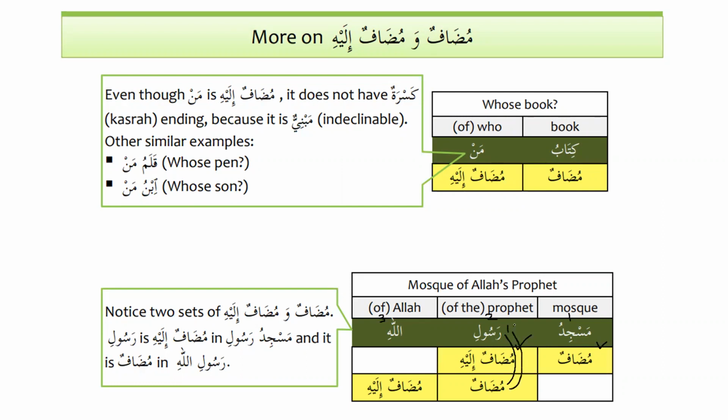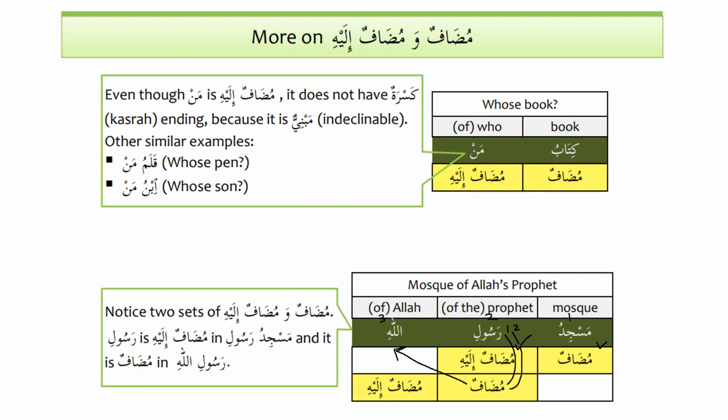So what happens? For the noun that follows it, for the noun that comes after it, it becomes mudaf, and the noun that comes after it becomes mudafun ilayhi, and that's why lafdh al-jalala is majroor. So we say masjidu rasulillahi. So I'm sure inshallah it's clear now, and this is called complex mudaf ilayh construction. And why do we call it complex? Because here we have more than two nouns. Sometimes we can have three nouns and sometimes we can have four nouns.